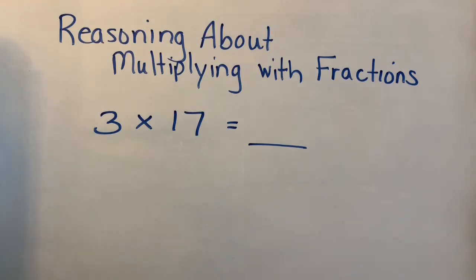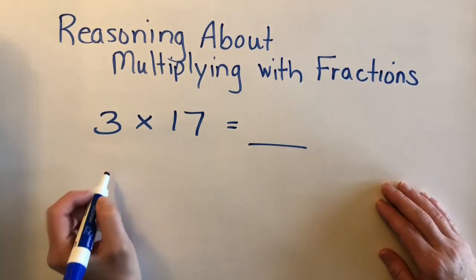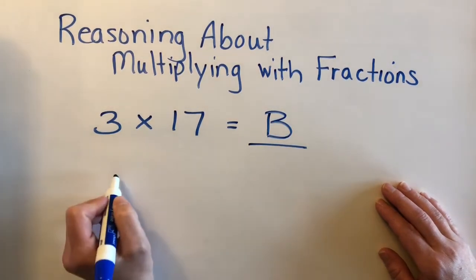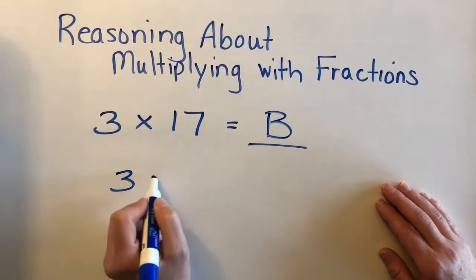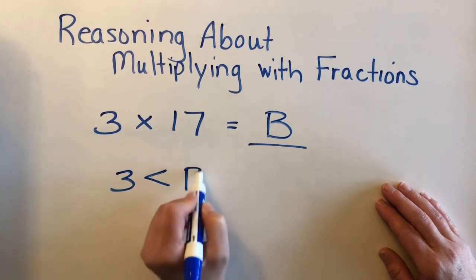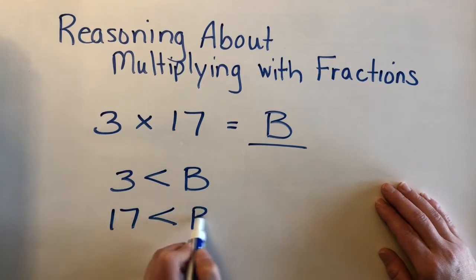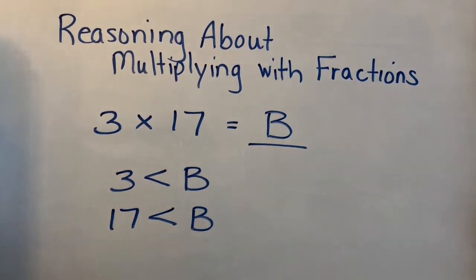Okay? So therefore, if this was letter B, we know we could say that 3 is going to be less than B, and 17 is going to be less than B. B would have to be greater than both.